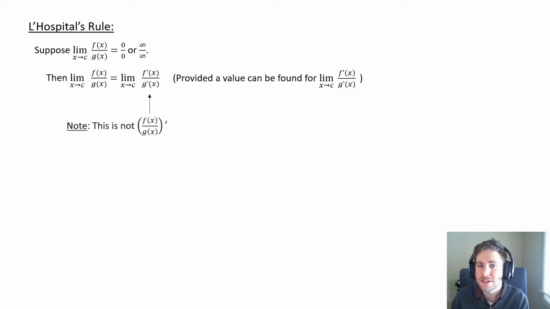Importantly, notice this is stated as the limit of f prime over g prime, which means the derivative of the numerator and denominator are being taken separately, which is different from differentiating the fraction as a whole, which would require the quotient rule. But because it's f prime over g prime, that means that the quotient rule is actually not needed when taking these derivatives.